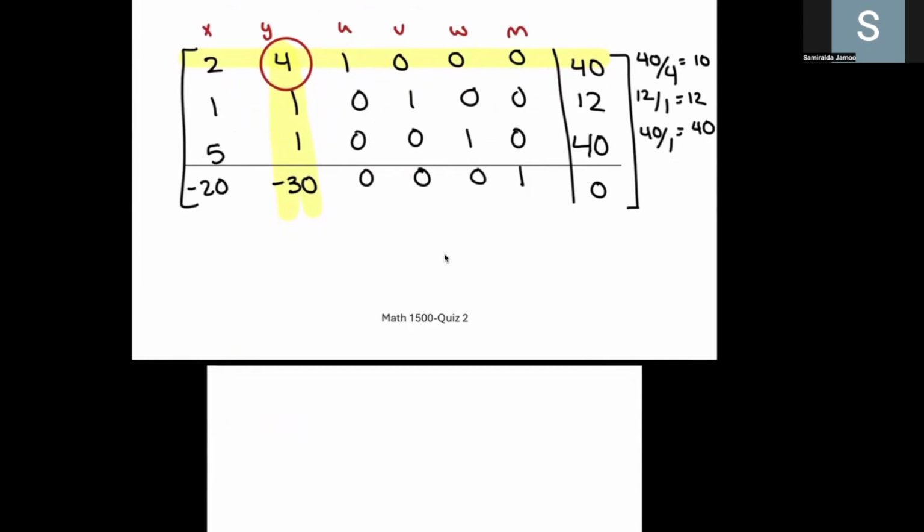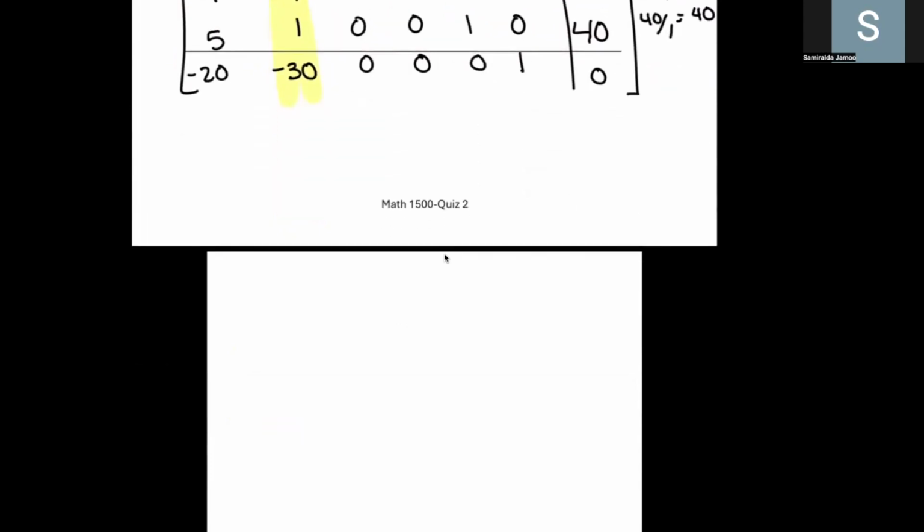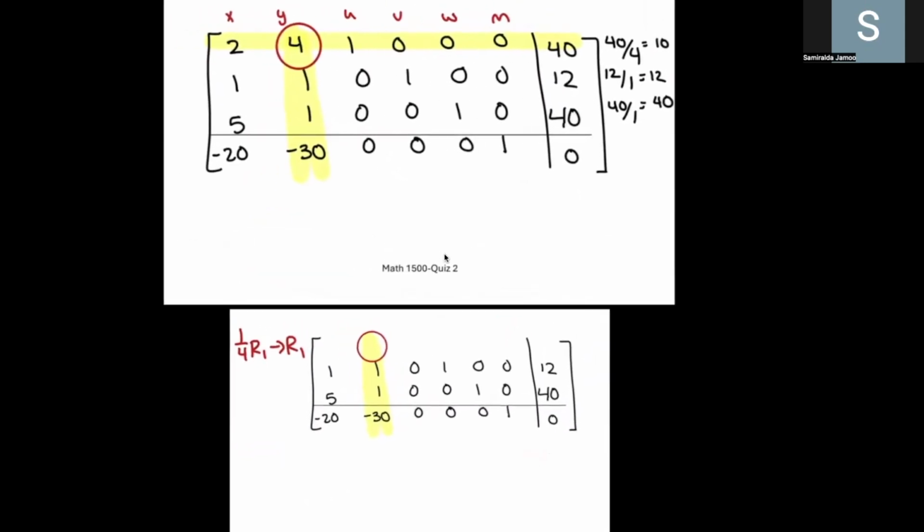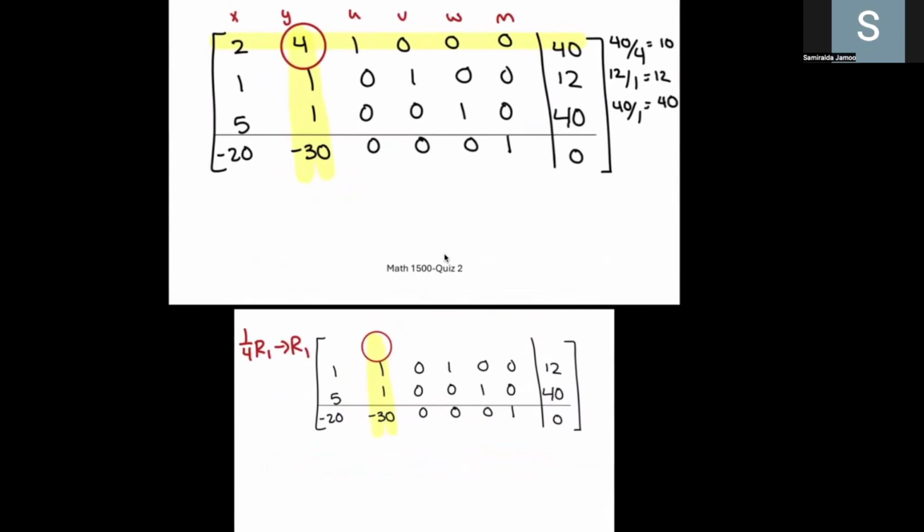So how do I turn 4 into a 1? I can do that by multiplying that entire row by 1 over 4. So 1 over 4, row 1 in row 1. Okay, so 2 times 1 over 4 will be 2 over 4, which reduces down to 1/2. 4 times 1 over 4 is 4 over 4, which is 1. 1 times 1 over 4 is 1 over 4. Then I have a whole bunch of zeros, and right here it's 40 over 4, which is 10.